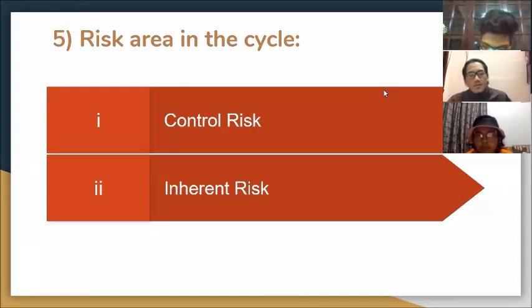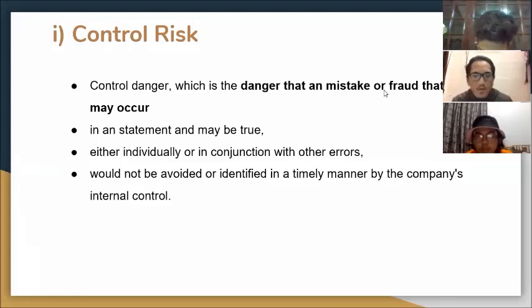Okay, next, this area in the cycle. First, control risk, and second, inherent risk. Control risk is the danger that a mistake or fraud that may occur in the financial statement, either individually or in conjunction with other errors, would not be prevented or identified in a timely manner by the company's internal control.